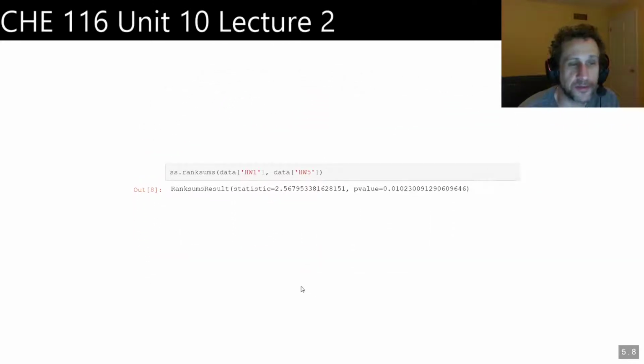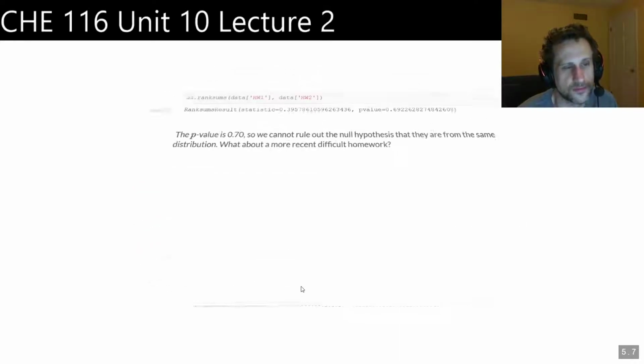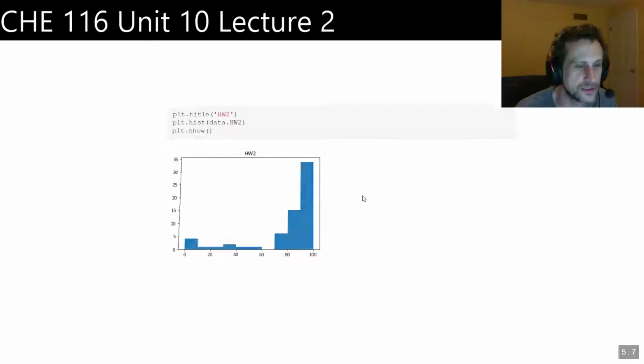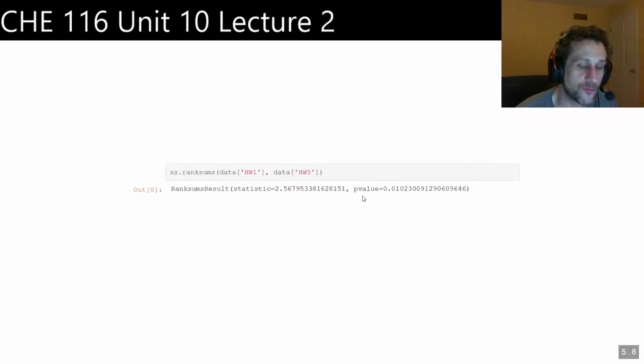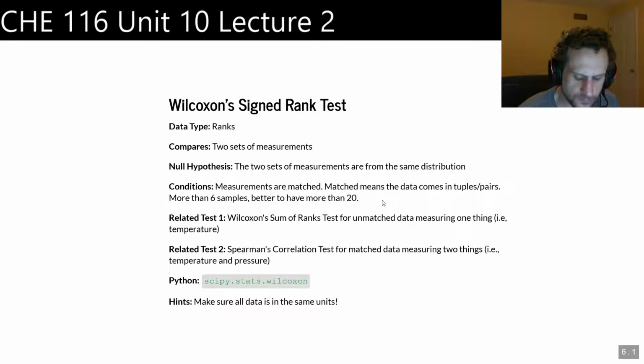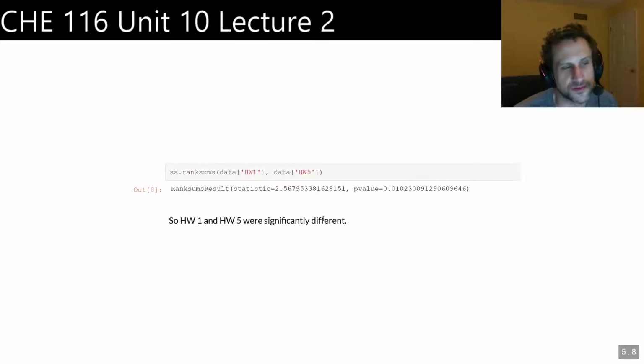Now we can compare other homeworks. Here I'm comparing homework 1 and homework 5. Homework 5 was maybe a little more difficult. The highest peak here is a perfect or close to perfect score on the homework, but in homework 5 that's not the case. In any case, the p-value for homework 5 to homework 1 is 0.01, so homework 1 and 5 are significantly different. Okay, so that's the Wilcoxon rank-sum test.